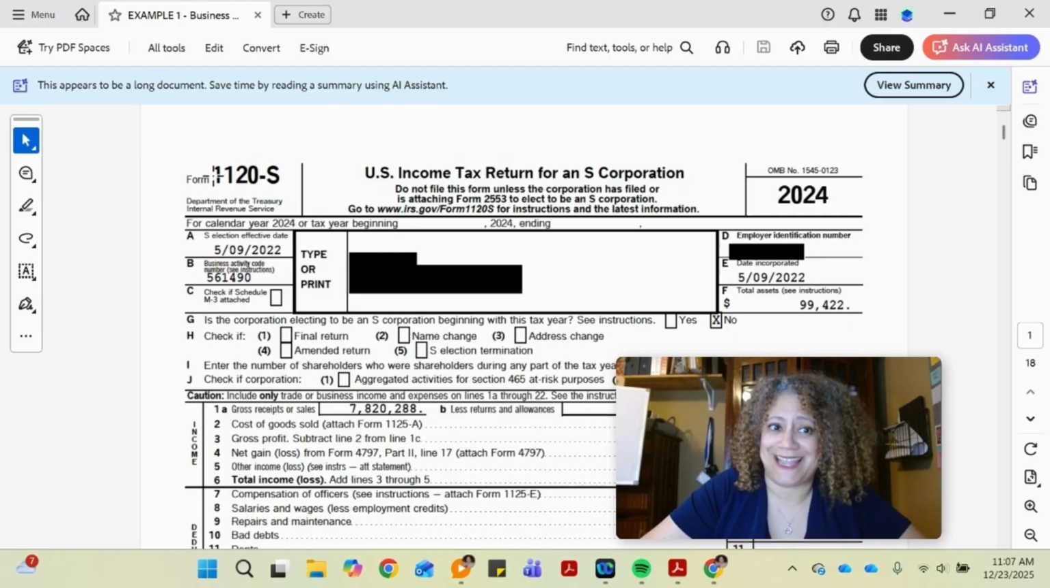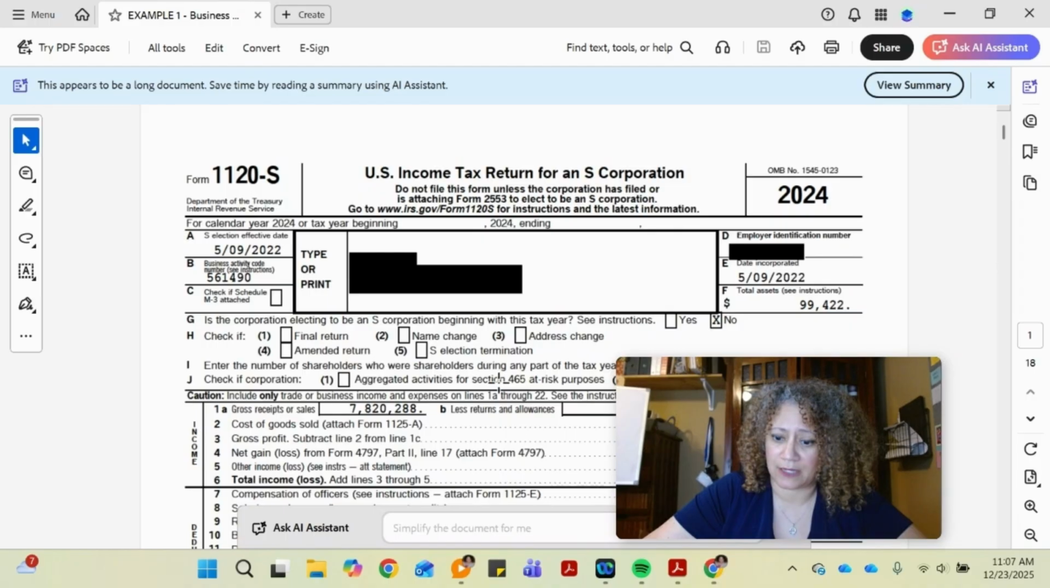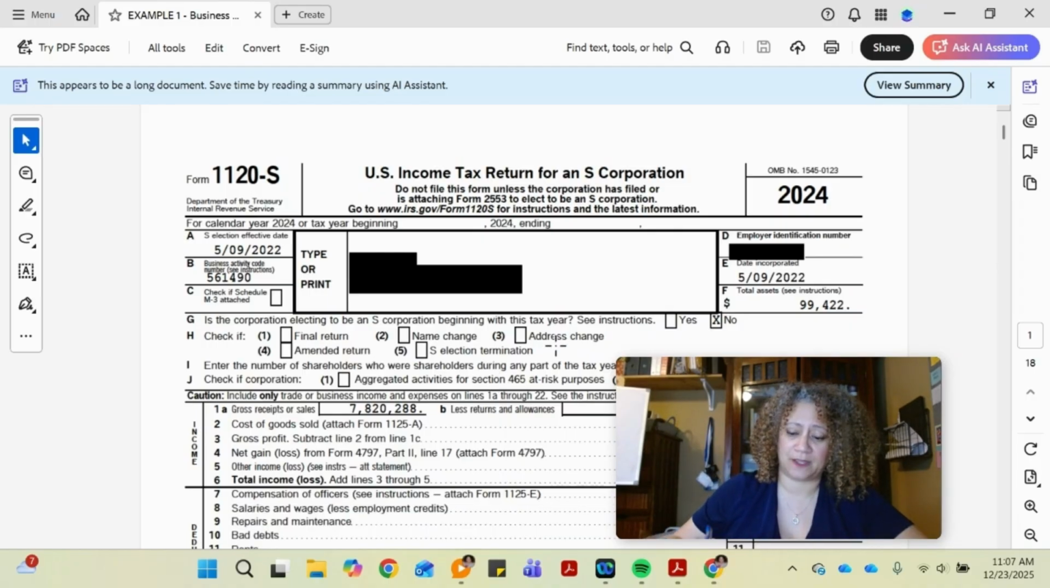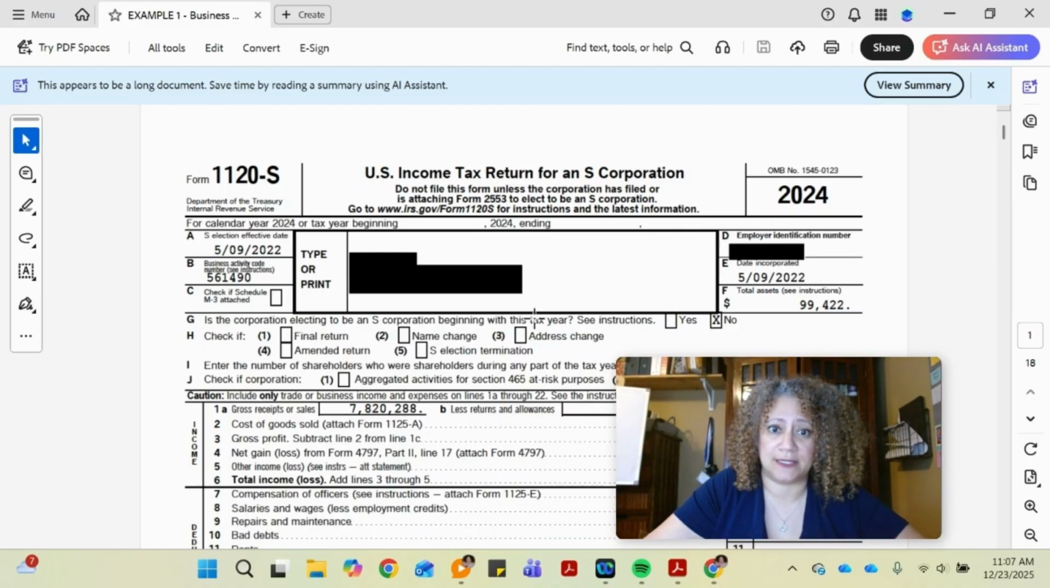It could be 1065. That's typically a partnership return, so more than one owner, there's partners. You can also have more than one owner, even in a corporation. So we'll go through this. I'll show you some different things to be on the lookout for as you are reviewing a business tax return.